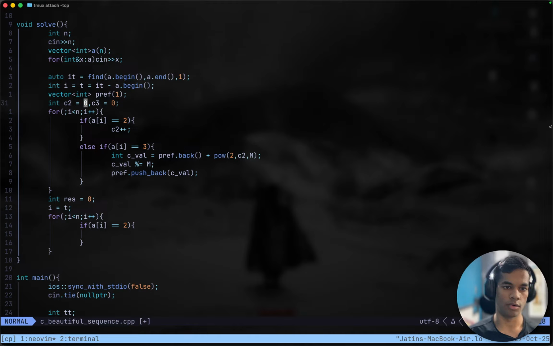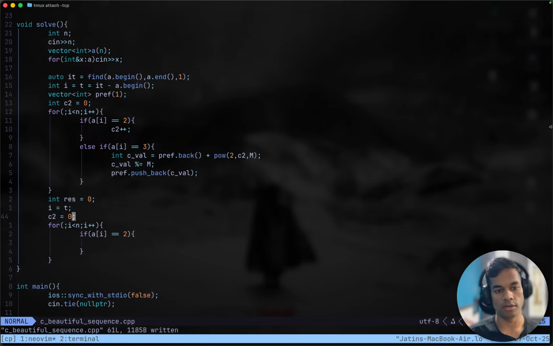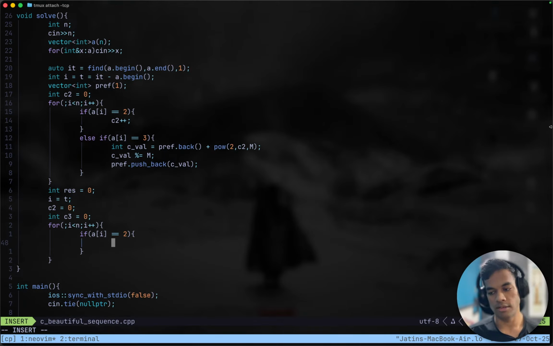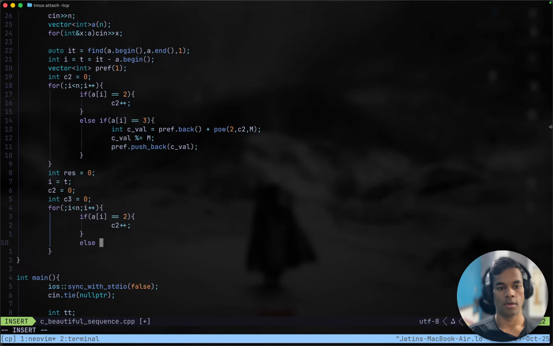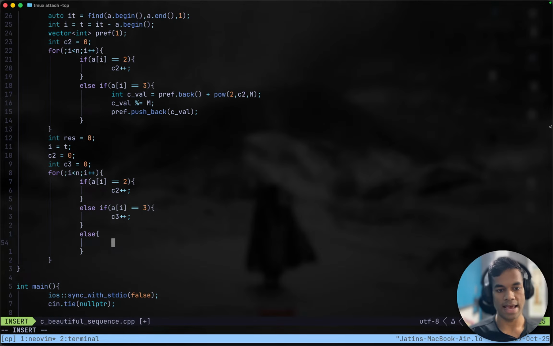we didn't need a count of 3 here, like, no, we don't even need a count of 3 here. We'll just say c2 again equals 0. And here c2 equals 0. And we also need a count of 3. We do need a count of 3 now. So c3 equals 0. So if the current number is 2, then c2 plus plus. Else if the current number is a 3, then we will do c3 plus plus. And else if the current number is a 1, that is the only third possibility.